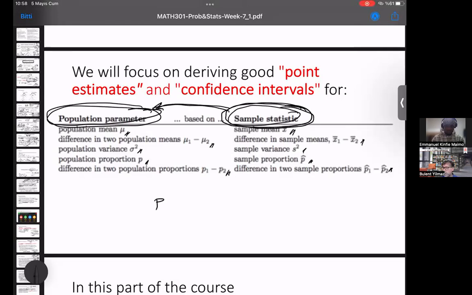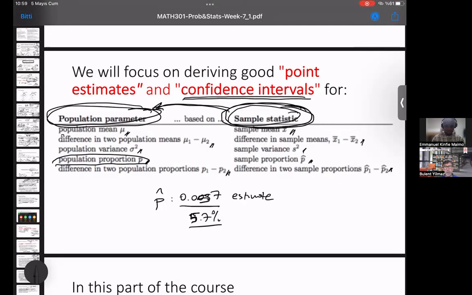We found p hat as 0.057 as my estimate. This means 5.7% of the population has an internet addiction problem, but we don't know the real population proportion, and we want to come up with a good estimate with some confidence intervals, which we will start talking about next week, inshallah.